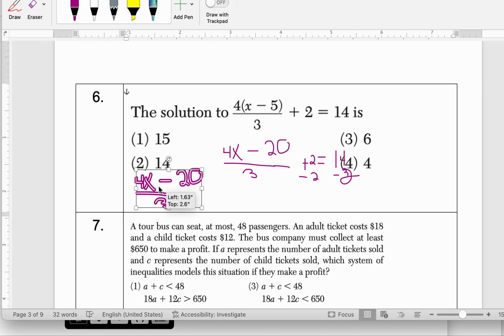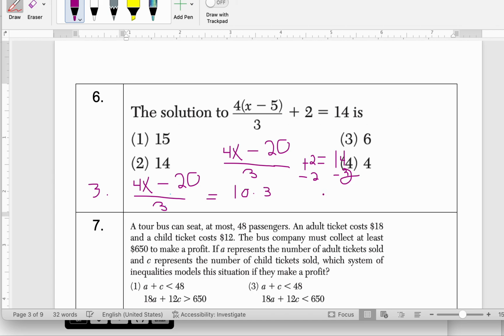Right, we have (4x minus 20) over 3 equals 10. Now, this is all together. So the first thing I want to do is get rid of the denominator. I don't want there to be a fraction if I could get rid of it. Okay, so I'm going to multiply both sides by 3, because it's being divided.